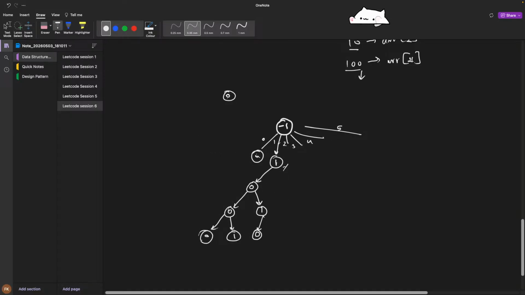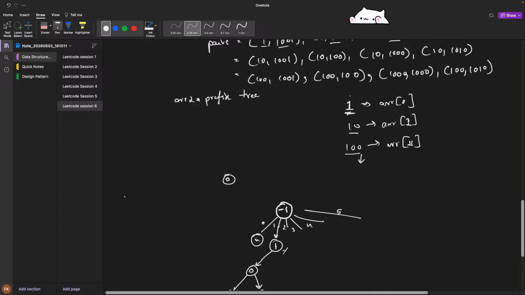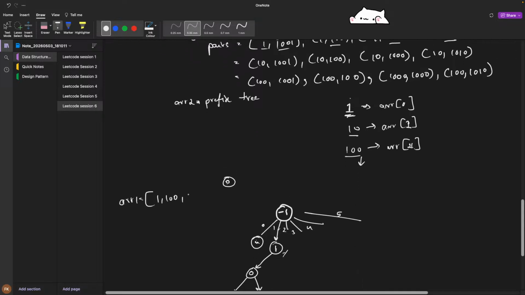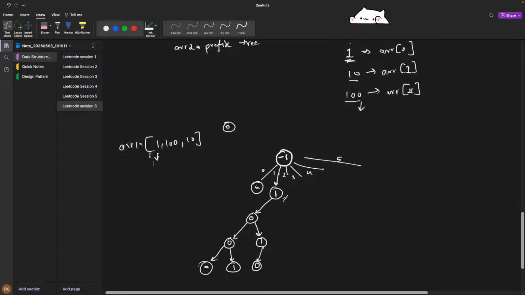And we had 0 here. So, the array 1 is 1 comma 100 comma 10, right? So for 1 I'm gonna do a DFS, sorry. So initially I can convert this into a string and check each number, right?